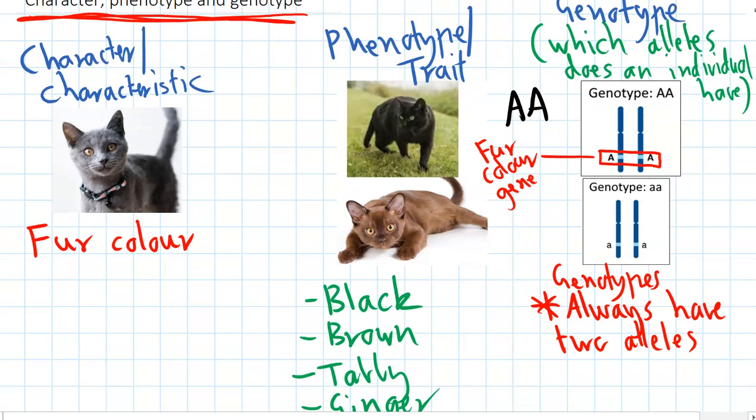This brown cat here, it's got 2 copies of the fur colour gene as well, but it's got 2 copies of the small a allele. So remember, it's the same gene for fur colour, but it's a different form that makes a slightly different protein, and that ends up leading to a different phenotype.